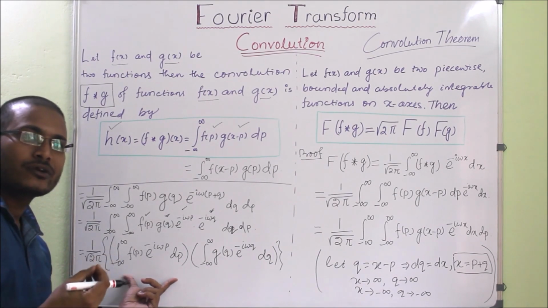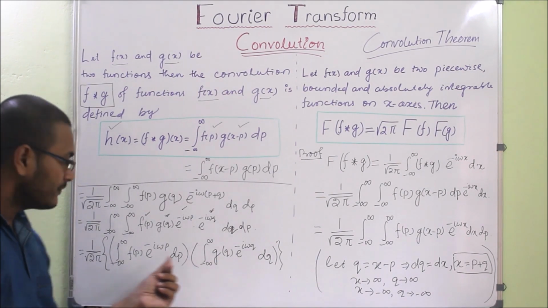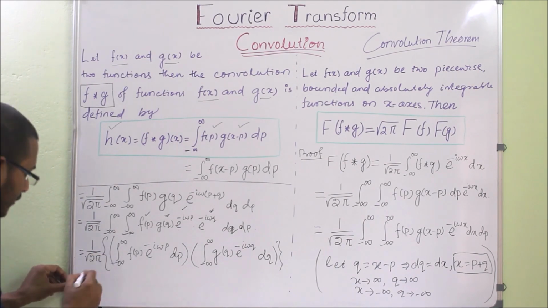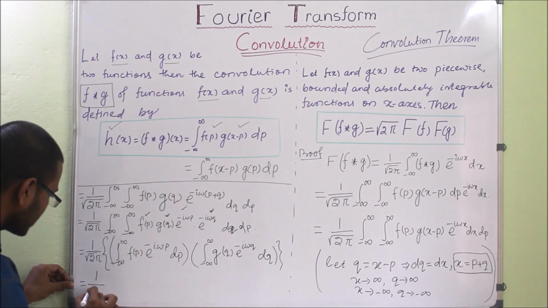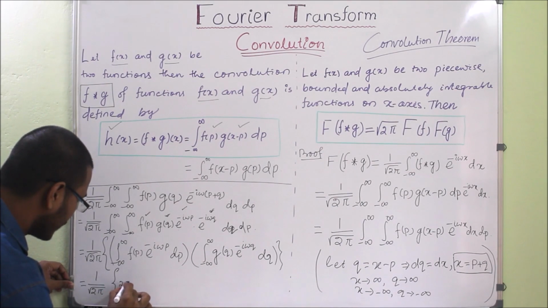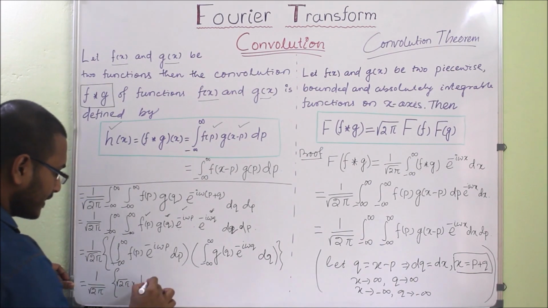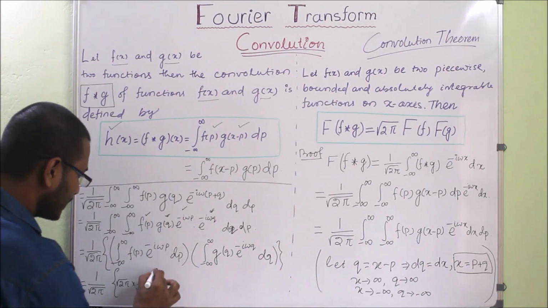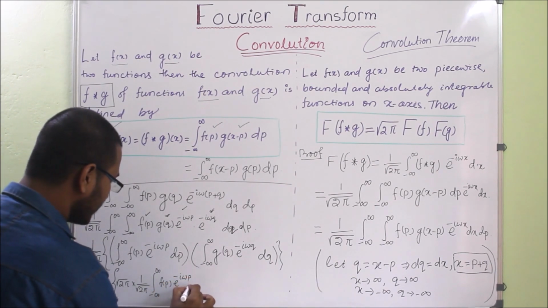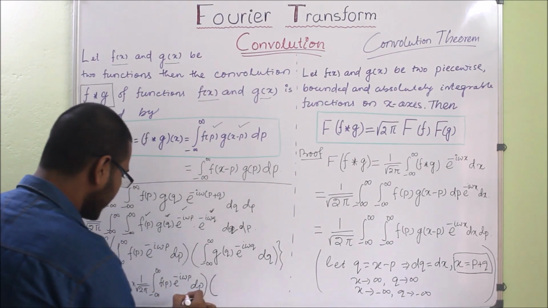Now if you see, these two factors give you some idea of the Fourier transform of f and the Fourier transform of g. If I multiply with 1 by square root of 2 pi, how will I do it? So this 1 by square root of 2 pi, now into square root of 2 pi into 1 by square root of 2 pi. We can write this integration from minus infinity to infinity f of p e to the power minus iwp dp. This we will put in a bracket. Then similarly we will write this one again.